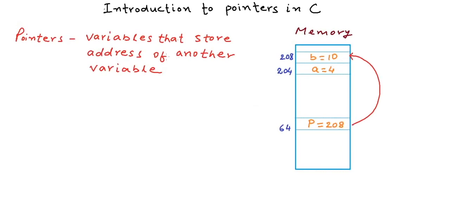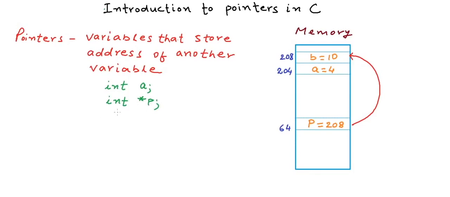Let us now see the syntax of pointer variables. A normal variable is declared by writing the data type and the variable name. So int a means that we have a variable a of type int. If we want to write a pointer variable that should point to another variable, all we do is put an asterisk sign before the variable. So p is now a pointer variable that points to an integer. So p is a variable that can store the address of an integer.